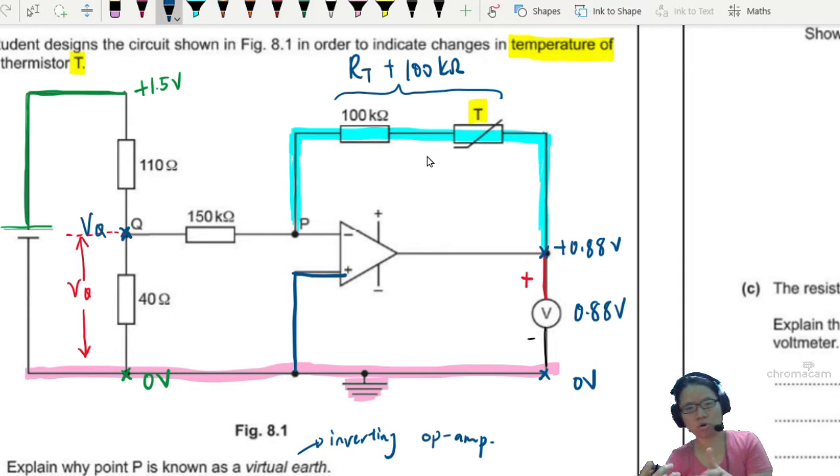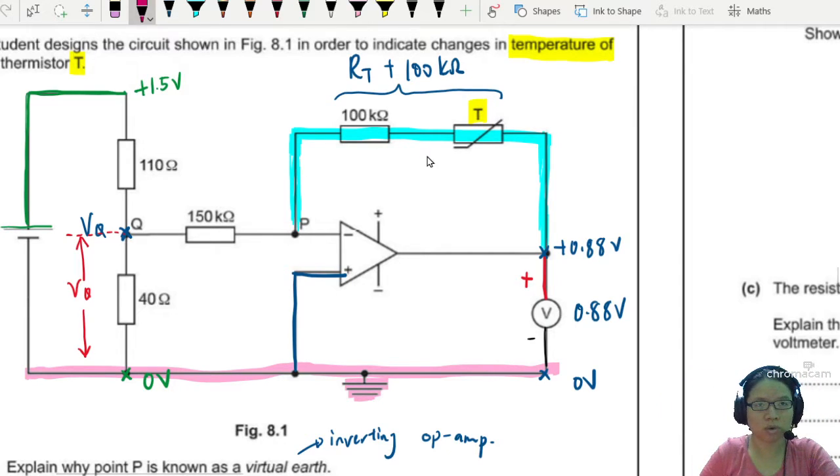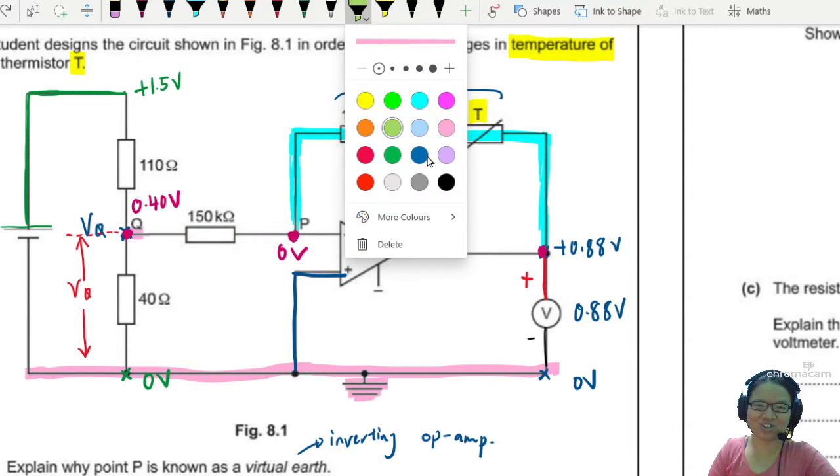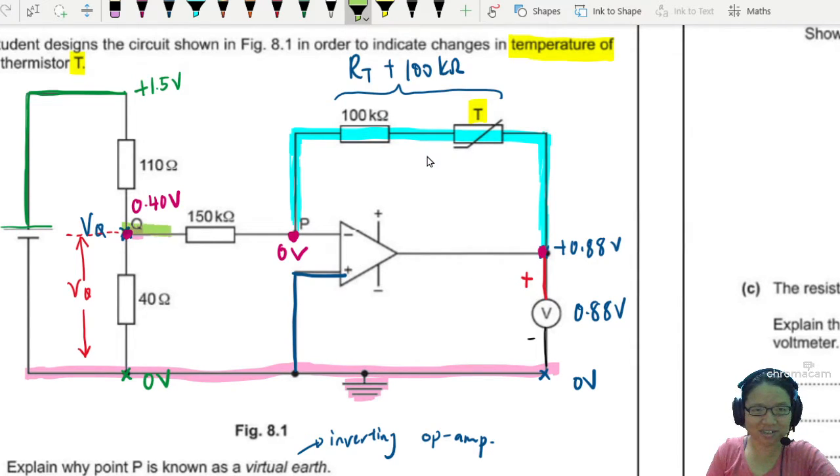So on one end here, you have positive 0.88 V. Point P here is virtual earth, 0 V. The other side here, VQ is 0.4 volt, just now calculated already. Miss, we can draw. What can we draw, my friend? We can draw the potential divider. I'm so proud of you. If you're thinking about that, you're right. There's another potential divider here.